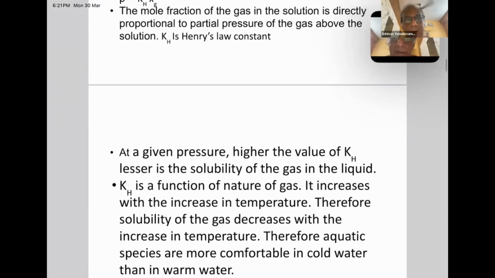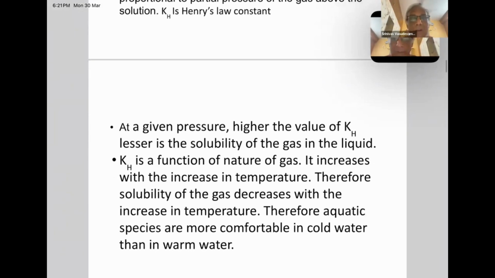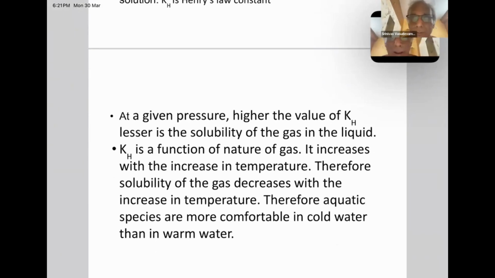Therefore, the solubility of a gas will decrease with the increase in temperature. That is the reason why aquatic life are more comfortable in cold water than in warm water. Reason is solubility of the gas decreases with the increase in temperature. This type of statement we can expect from an assertion reasoning question.